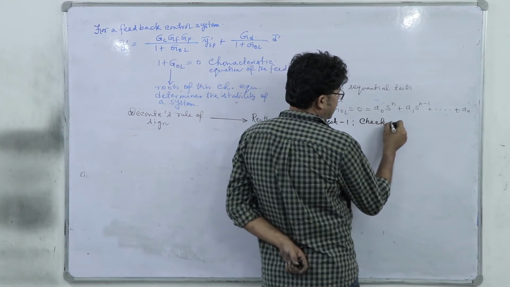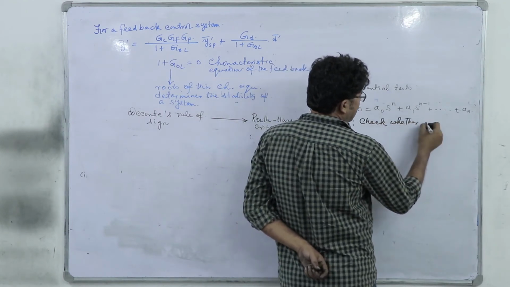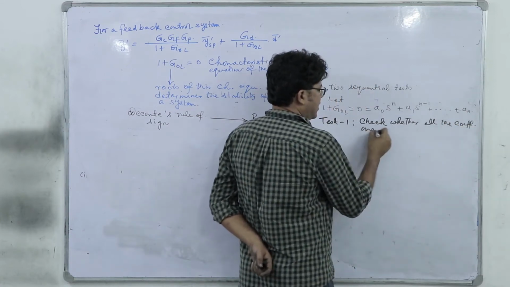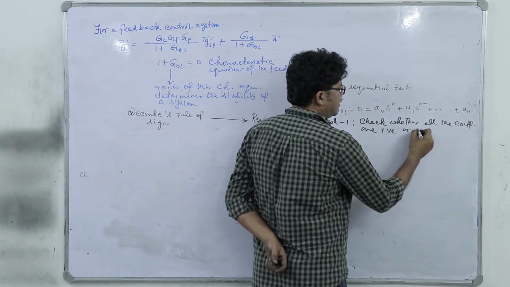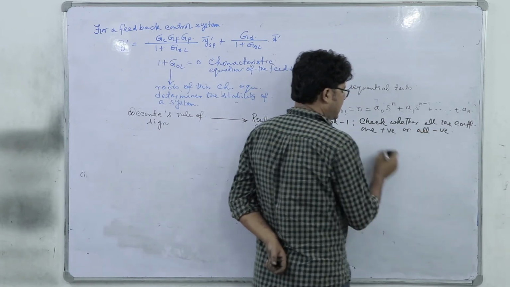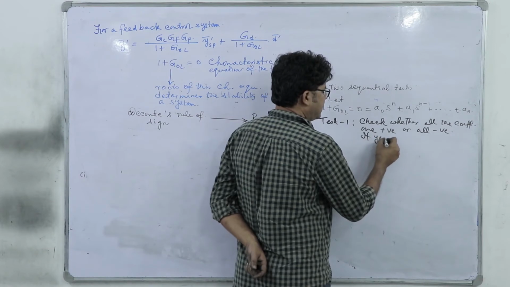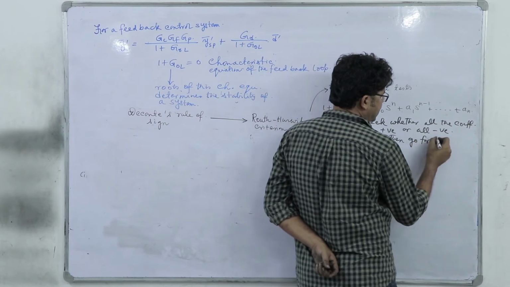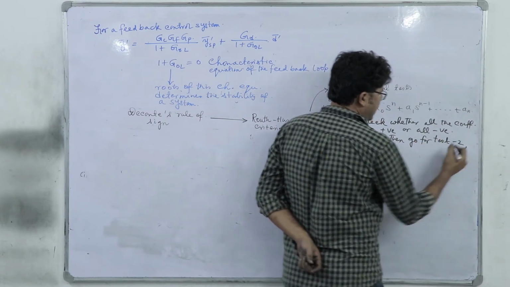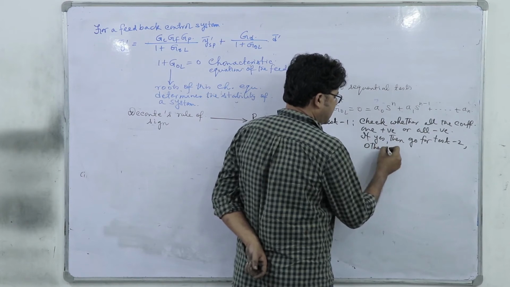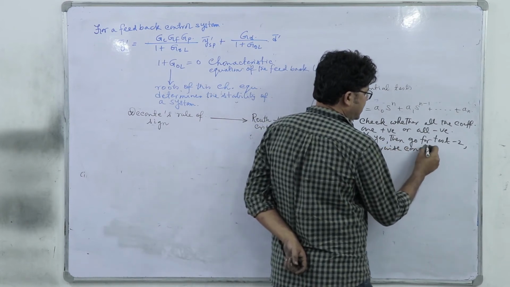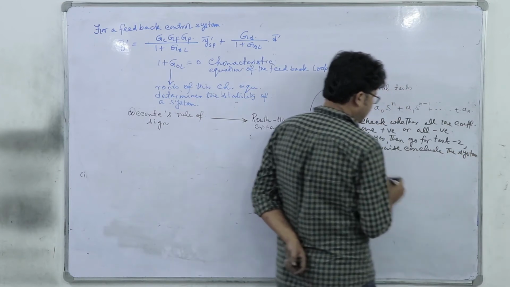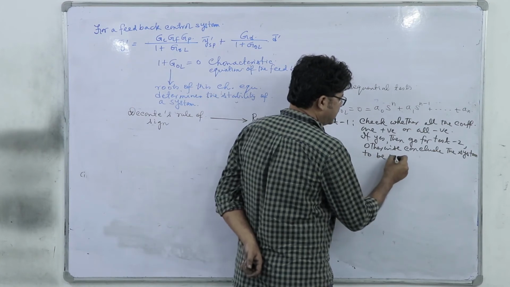Check whether all the coefficients are positive or all negative. If yes, then go for test 2. Otherwise, conclude the system to be unstable.